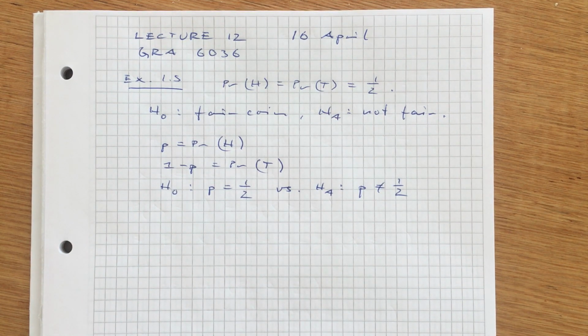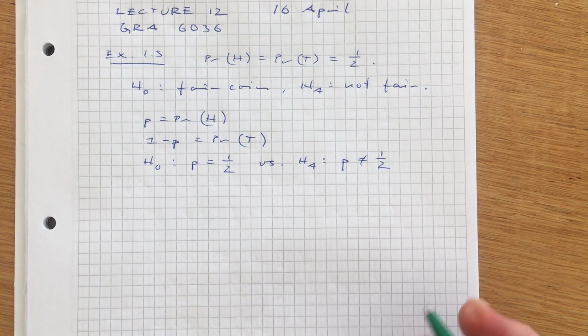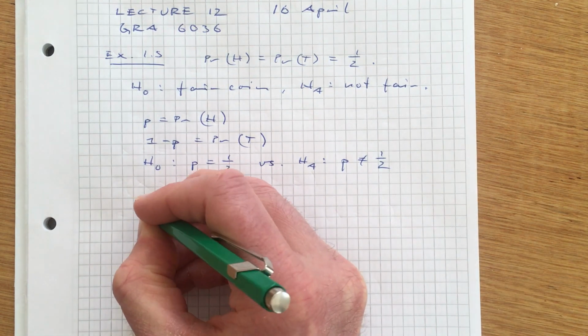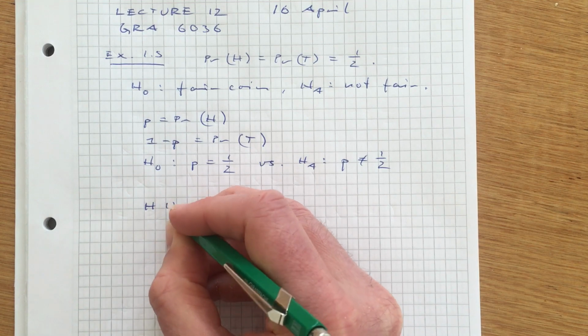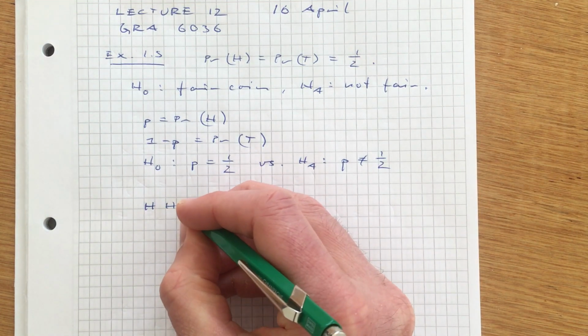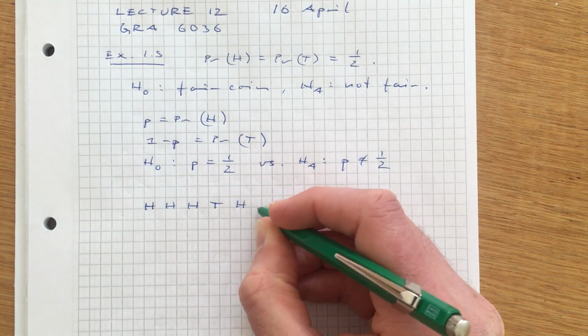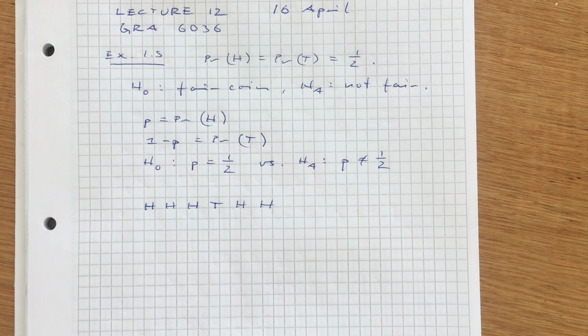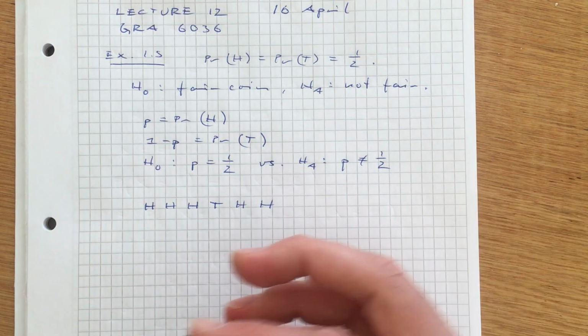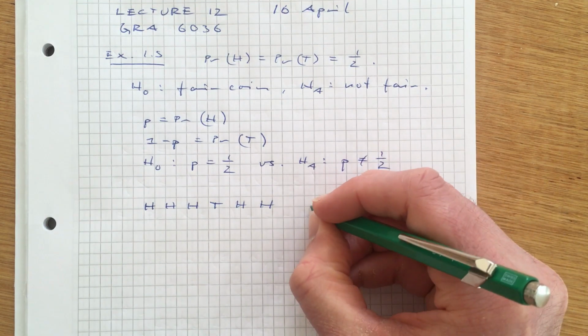Okay, so to test this hypothesis, we need data. An easy way to get data here is to toss the coin a few times and then record the outcomes. So let's suppose that we toss our coin 6 times, and on the first toss we get heads, on the second heads, on the third heads, on the fourth tails, then on the fifth heads, and on the sixth heads. Then we stop tossing. This is all we managed to do, and so this is our data.